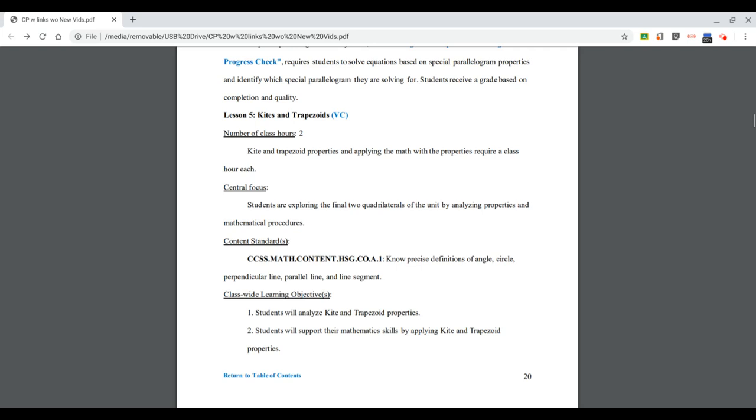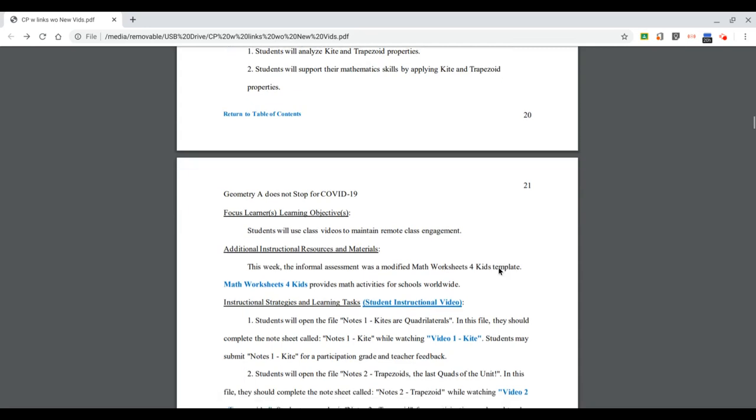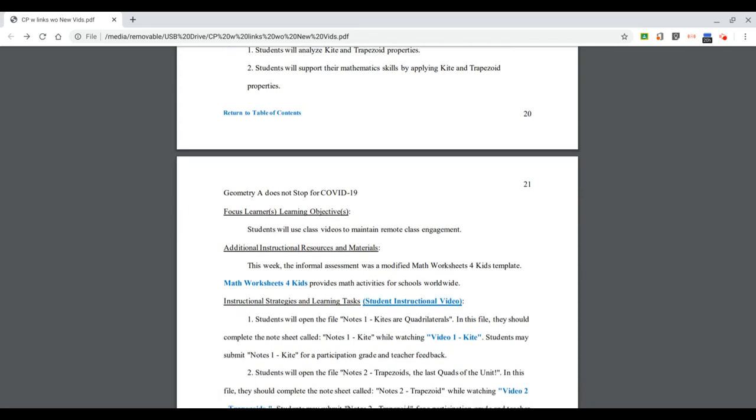The content standard is no precise definitions of angles, circle, perpendicular line, parallel line, and a line segment. The class-wide learning objectives are students will analyze kite and trapezoid properties, and students will support their mathematical skills by applying kite and trapezoid properties. The focus learning objective is students will use class videos to maintain remote class engagement.